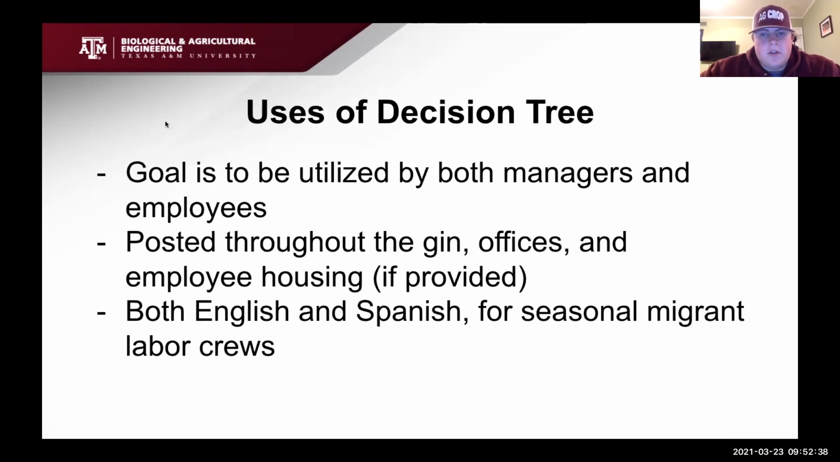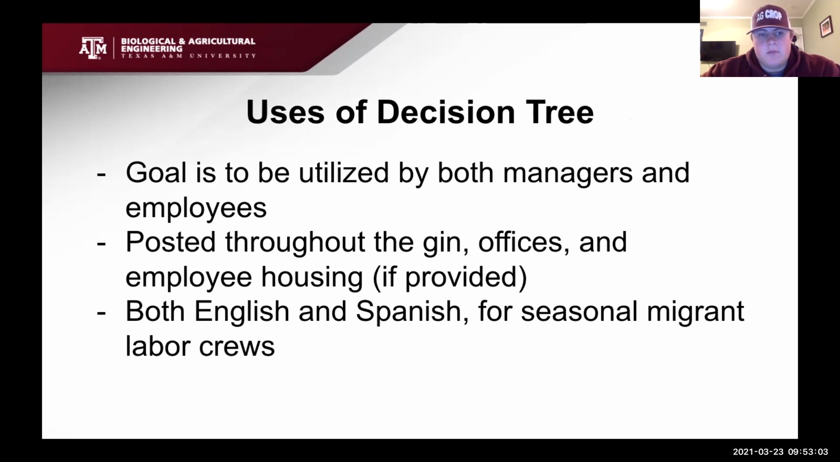So some of the uses of this decision tree, our goal is for it to be utilized by not just managers, but employees as well. Having it posted throughout the gym, within the offices, and if the gym provides their employees housing, have it posted there as well. That way they don't have to be at work if they want to go through and make a decision on whether they need to call in sick or self-isolate, different things like that.